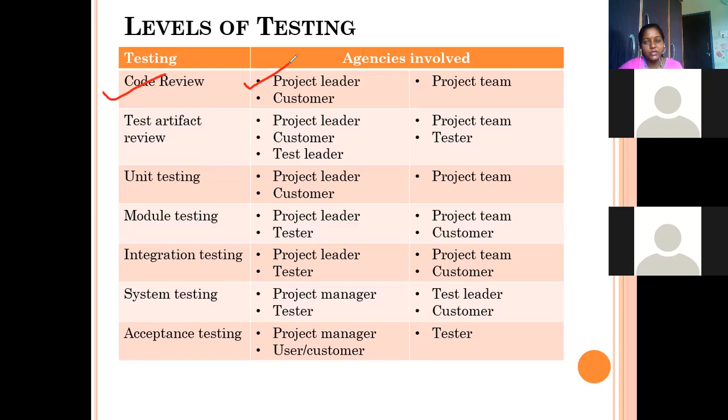So how much product is now ready out of 100% product? Suppose 30%, 40% is ready now. How to give deadlines to your team and all these things. So that's why your project leader will be there.